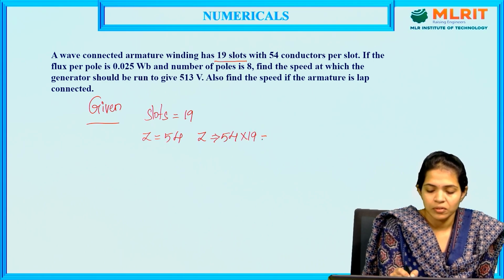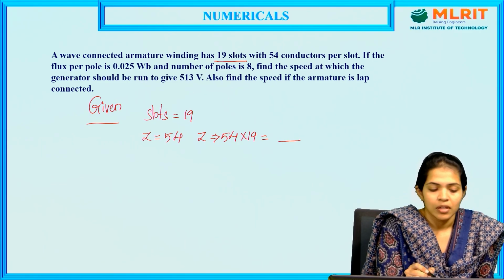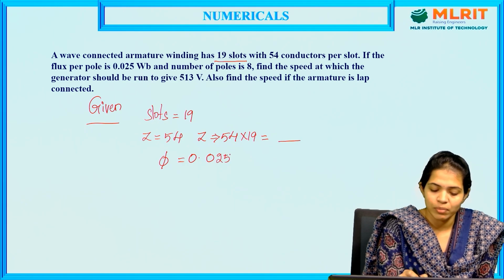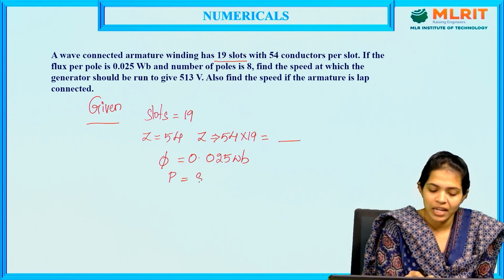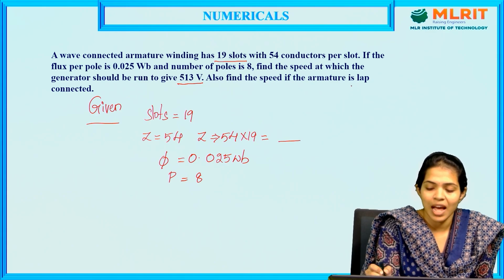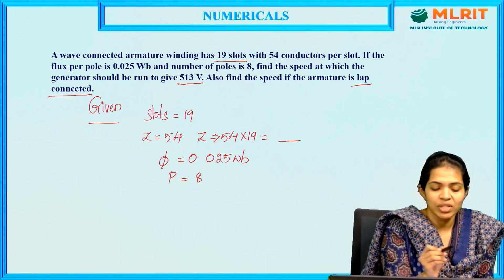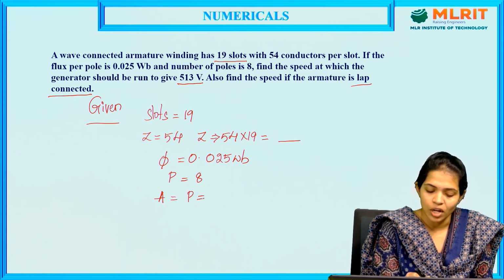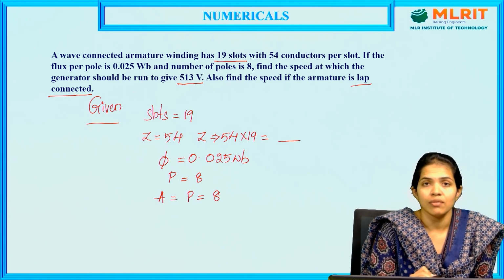If the flux per pole is given as 0.025 Webers and the number of poles is 8, find the speed at which the generator gives 513 volts, and also find the speed if the armature is lap connected. If the armature is lap connected, the number of parallel paths equals the number of poles, which is again 8.